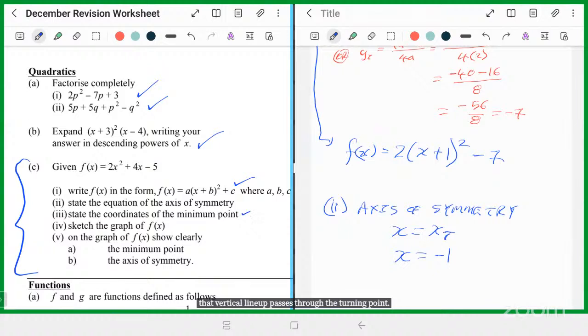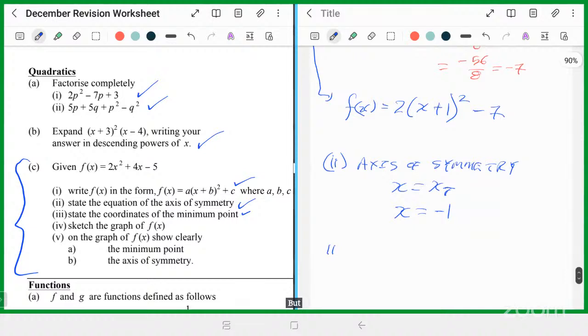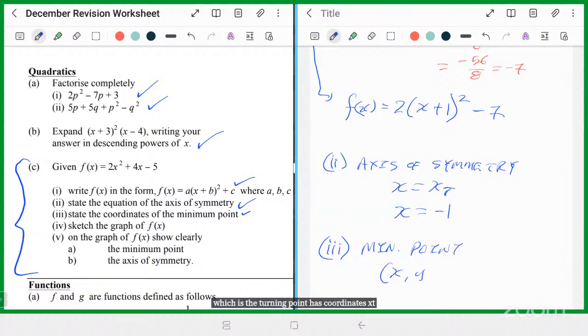Then I want the coordinates of the minimum point next. Part 3 wants the coordinates of the minimum point. So the minimum point, which is the turning point, has coordinates xt, yt, which is equal to xt is -1, yt is -7. That's the coordinates of the turning point, as simple as that. All right, that finishes this part.